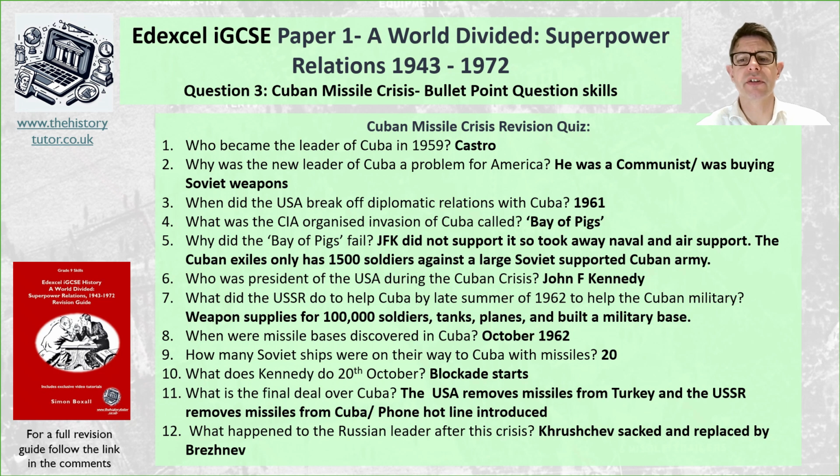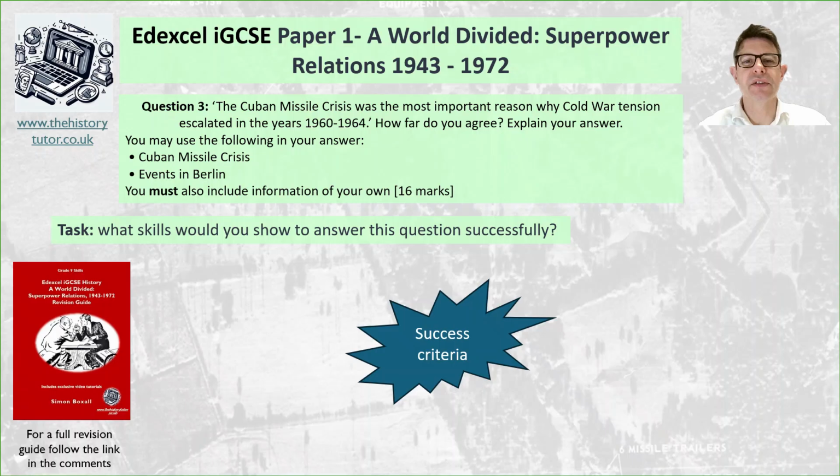And what happened to the Russian leader after the crisis? So Khrushchev was sacked and replaced by Brezhnev. Brezhnev's a bit more of a hardliner, so we'll get things like the Brezhnev Doctrine, so you can link long-term to ideas like that. So here's the question we're going to look at. It says question 3, the Cuban Missile Crisis was the most important reason why Cold War tension escalated in the years 1960 to 64. How far do you agree? Explain your answer.